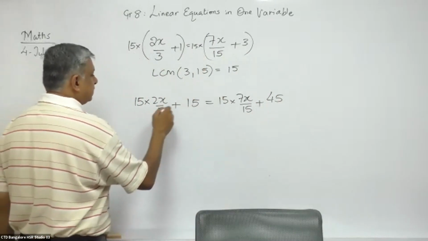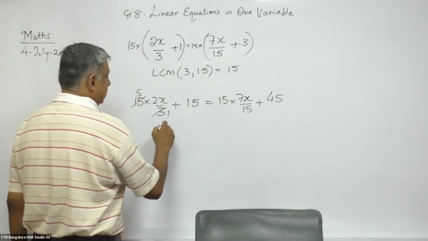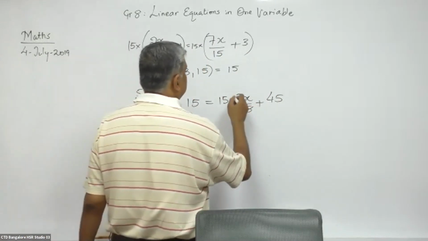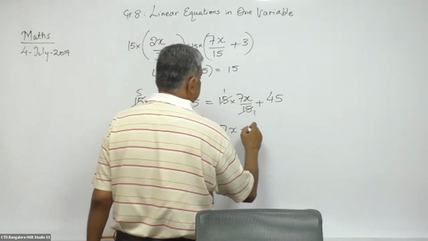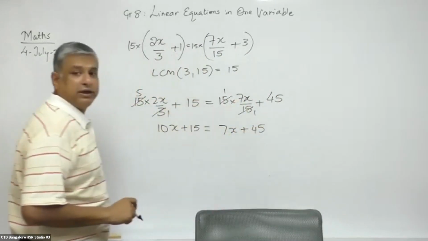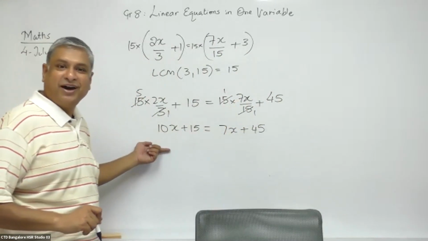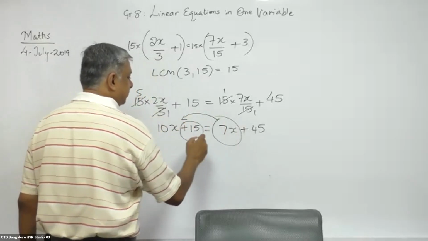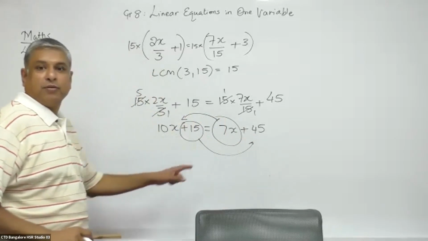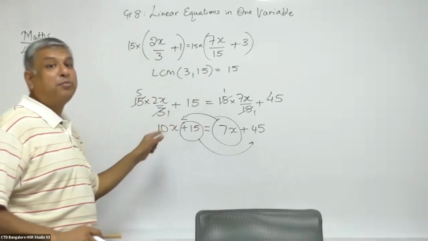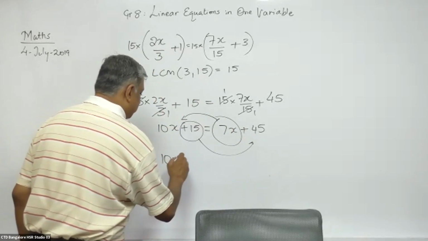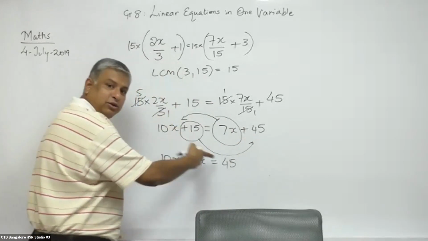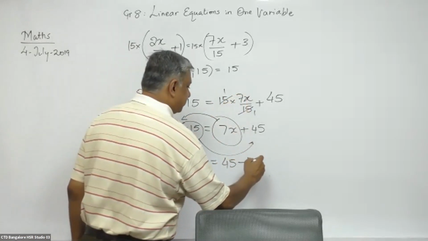Now you can cancel: 3 ones are 3, 3 fives are 15. So that is 10x plus 15 equals 15 and 15 one time, so that is 7x plus 45. Easy. Again, a very simple equation now. We will transpose. This goes this side and positive 15 goes this side. So plus 7x this side becomes minus 7x. So 10x minus 7x equals 45. And this plus 15 goes the other side. It becomes minus 15.